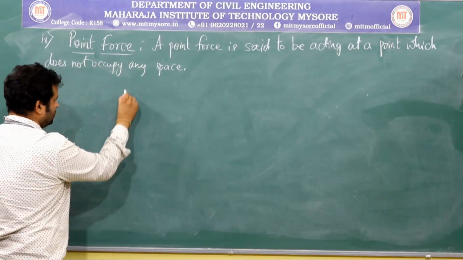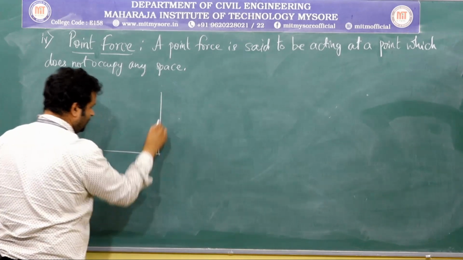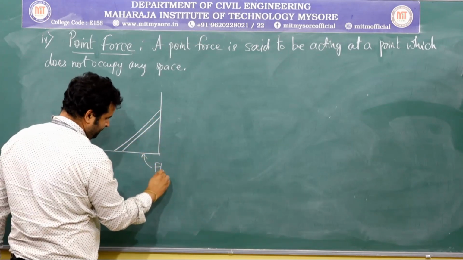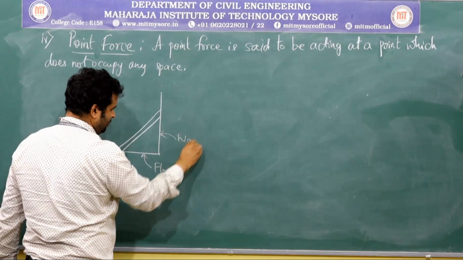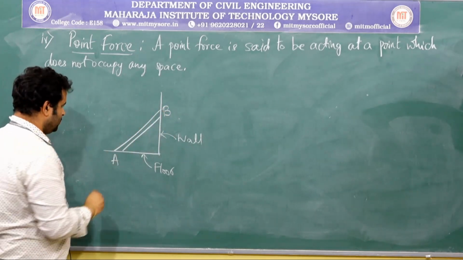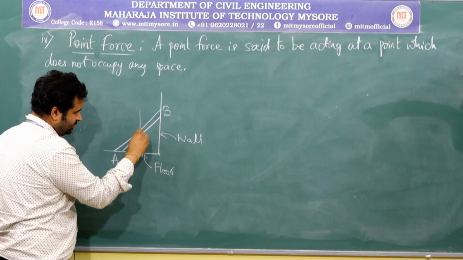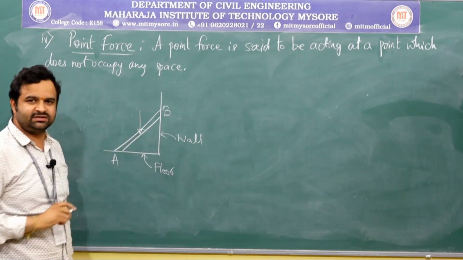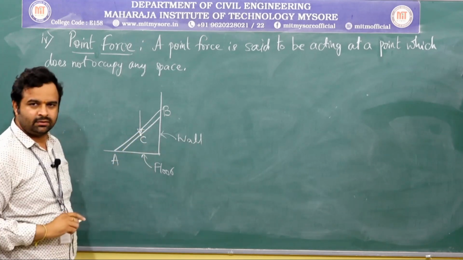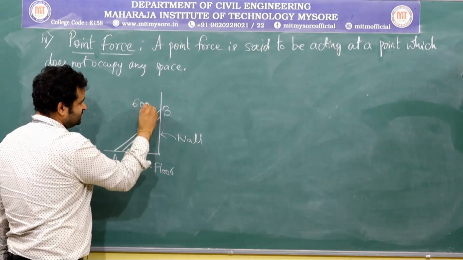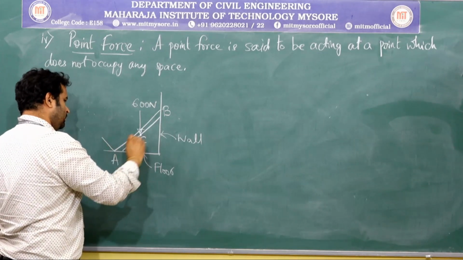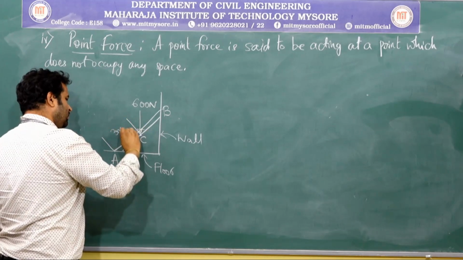If I take an example of a ladder resting on a floor against a wall, and let the points be A and B, let us imagine there is a person standing at this particular point called C of weight say 600 Newton. Let the distance from point A to point C be 3 meters.